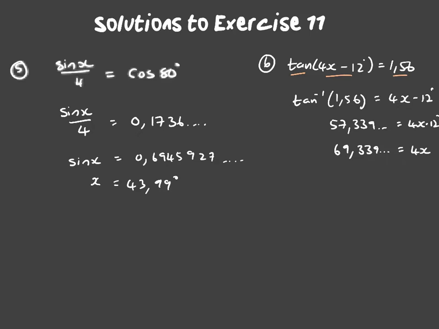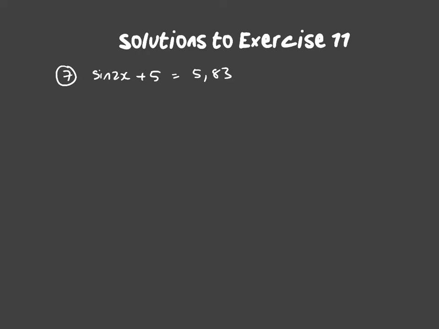How do I get x alone now? I need to divide by 4 on both sides. Therefore, x is going to equal 17.334. And if I round off to 2 decimal places, it's going to be 17.33 degrees. Right, let's look at question 7 there.